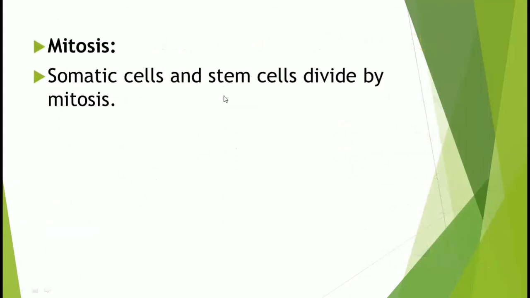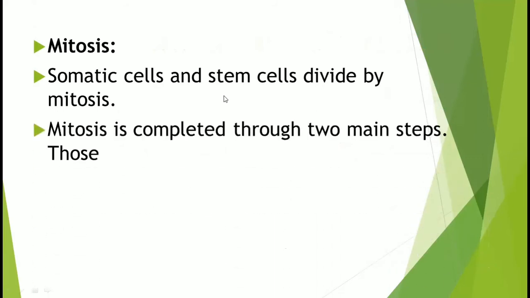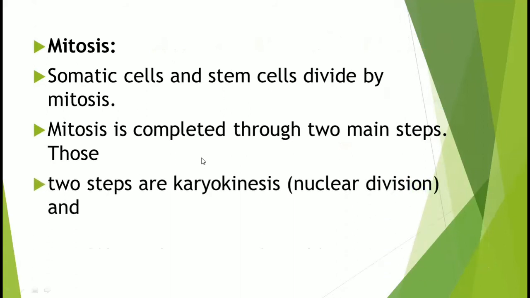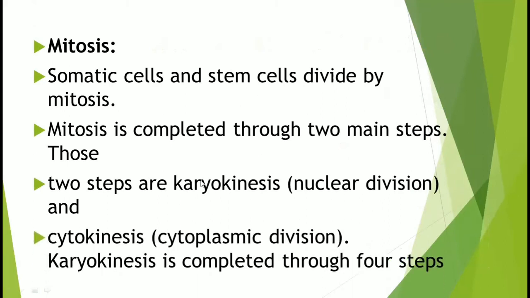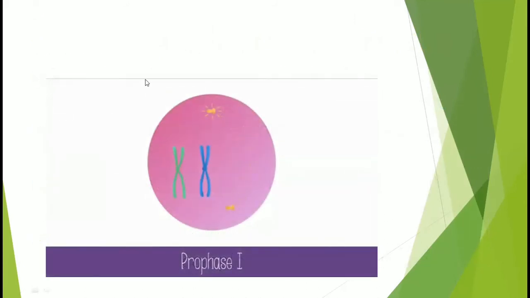Somatic cells and stem cells divide by mitosis. Mitosis is completed in two main steps: karyokinesis, that is nuclear division, and cytokinesis, that is cytoplasm division. Karyokinesis is completed in four steps. The first step is the prophase.